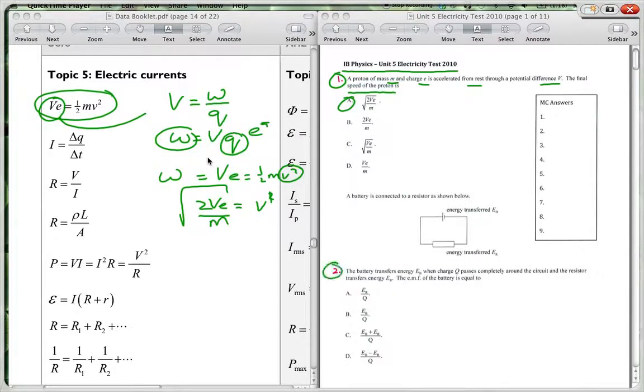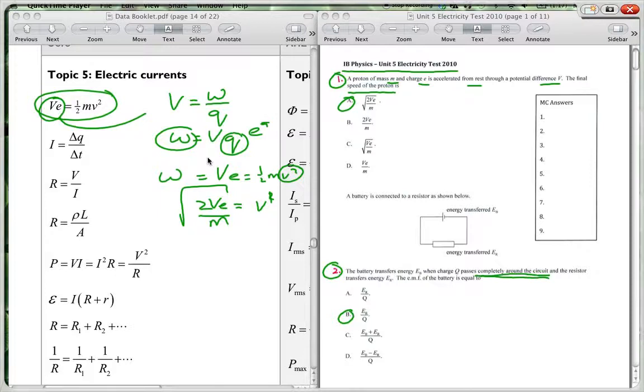Question 2. The battery transfers energy E_B when charge Q passes completely around the circuit, and the resistor transfers energy of E_R. The EMF of the battery is equal to, it's going to be B, because the EMF is the total energy that a cell can supply, and that would be the E_B, because notice it says the battery transfers energy E_B when the charge Q passes completely around the circuit.